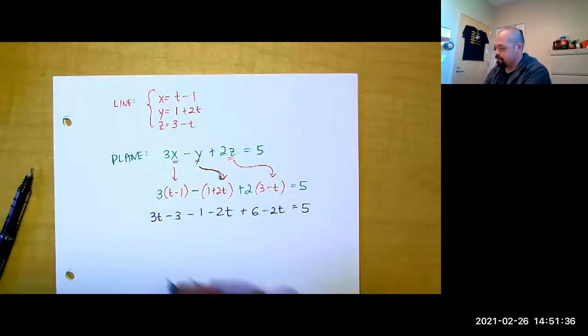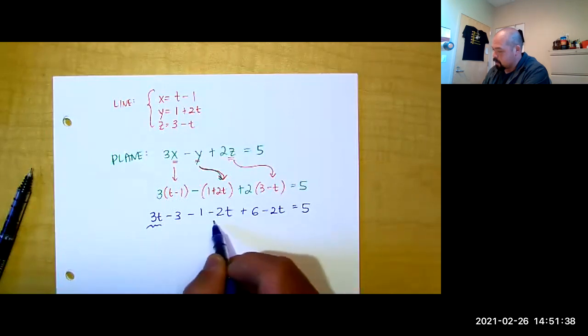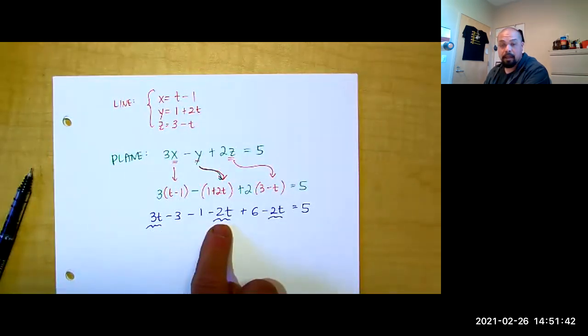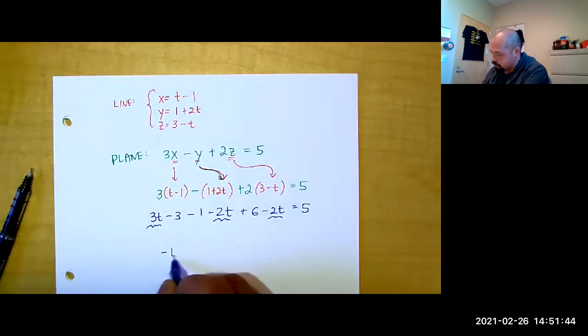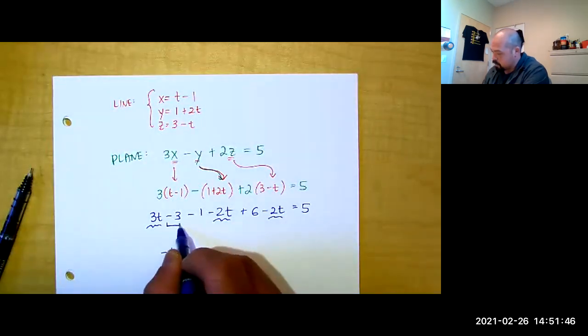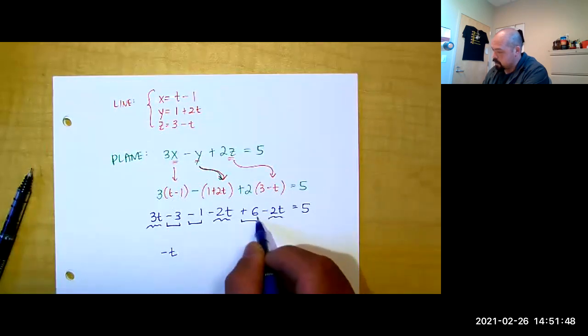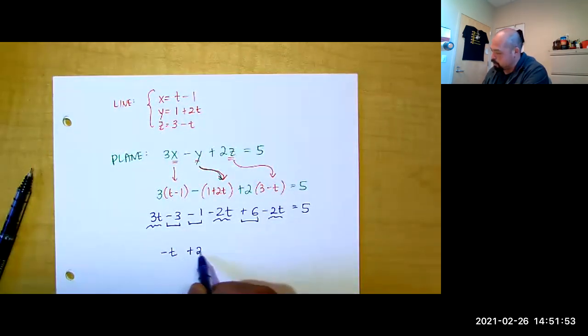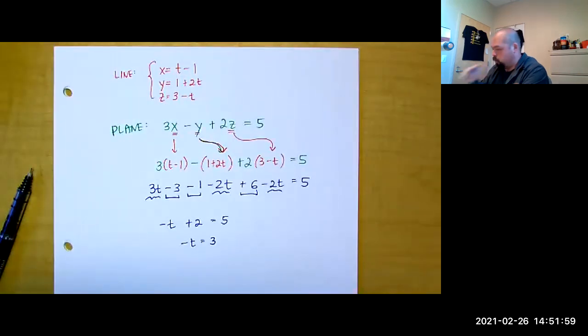Combining my t terms, in my parametric equations, 3 minus 2t is 1t, 1 minus 2t is negative t. Constants here: negative 3 minus 1 is negative 4, plus 6 is a plus 2, is equal to 5. Negative t is equal to 3. So t is equal to negative 3, right?